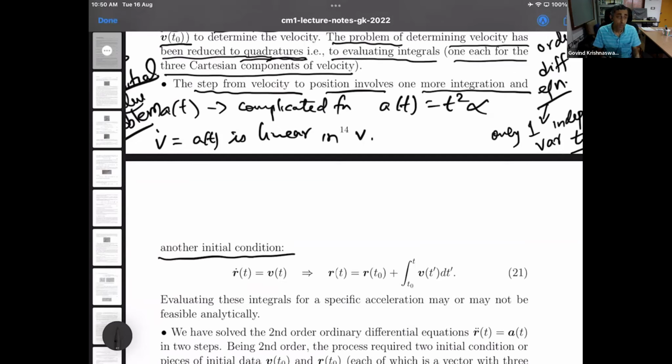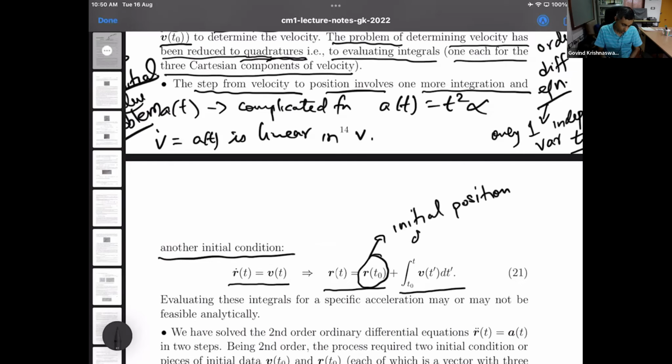So the equation to be solved is r dot equal to v, and the solution in the very same manner is r of t equal to r of 0 plus the integral from t naught to t of v of t prime dt prime. And in this process, we have introduced yet another initial condition, which is the initial position of the particle.